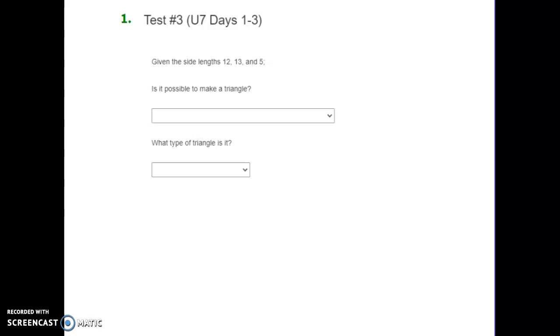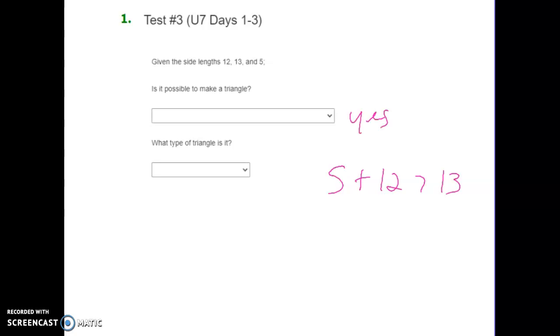Okay, number 1, given the side lengths 12, 13, and 5, is it possible to make a triangle? Well, first we have to look at the two shorter sides and add them up and see, is that greater than the third side? In this case, it is. 12 plus 5 is greater than 13. So yes, it makes a triangle.